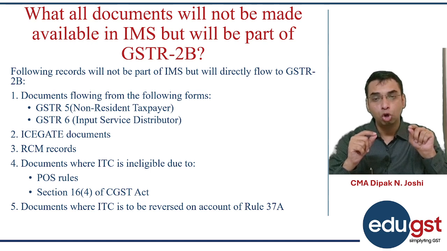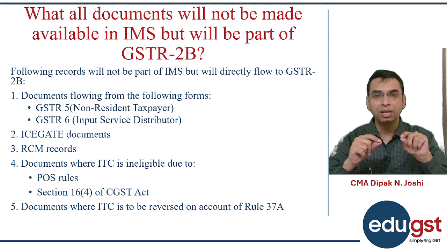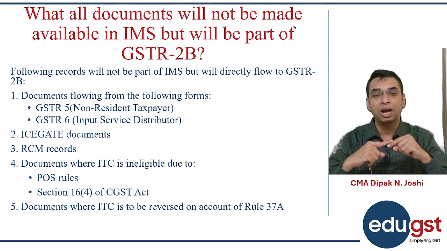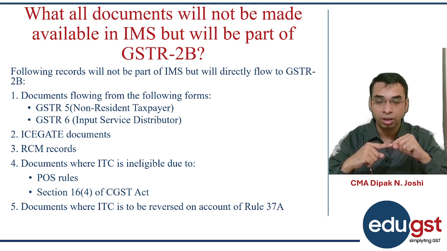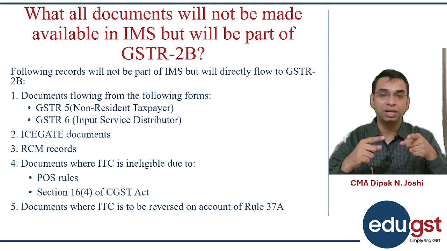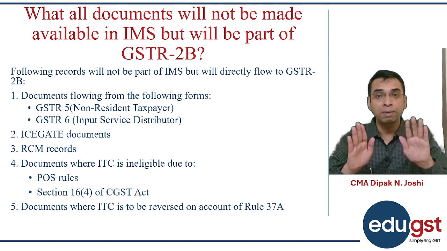And the last: documents where ITC is to be reversed on account of Rule 37A. Rule 37A speaks about non-payment of tax by the supplier within the prescribed time period. In that case you are required to reverse your input tax credit under Rule 37A. So where the supplier has not filed GSTR3B, those records will be available in your GSTR3B under Rule 37A. You are required to reverse that credit in your GSTR3B, but these details will not form part of your invoice management system.